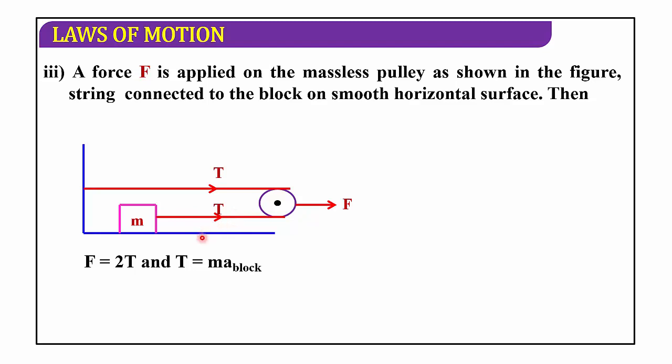Then how to write force and tension? So force F is equal to 2 times the tension. Tension equal to mass into acceleration of the block. See here, this object is not suspended. It is simply kept on the horizontal surface and this block is connected to the frictionless pulley with the help of the string. We are applying force in the forward direction. So we know that whatever the force is exerted, it is equal to the tension in the string. How much tension is created here?